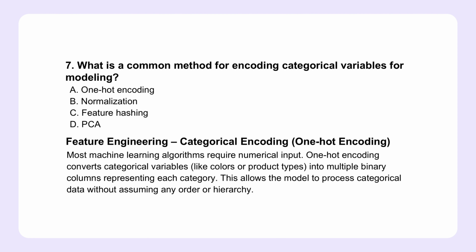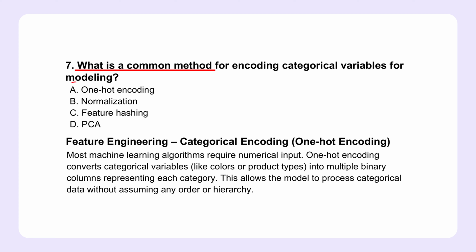Question 7. Dealing with data types. What is a common method for encoding categorical variables for modeling? One-hot encoding, normalization, feature hashing, PCA. A very common one is one-hot encoding. Categorical variables. Yeah. Remind us. That's like product types or city names, things that aren't numbers inherently. Exactly. Things that fall into distinct categories. And since most models need numerical input, we have to convert these categories. One-hot encoding is a standard way to do it.